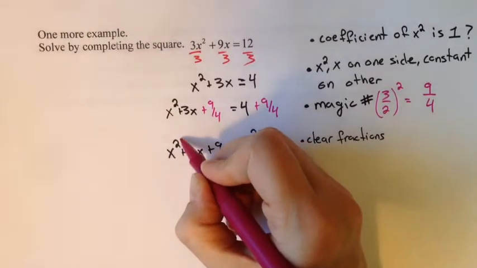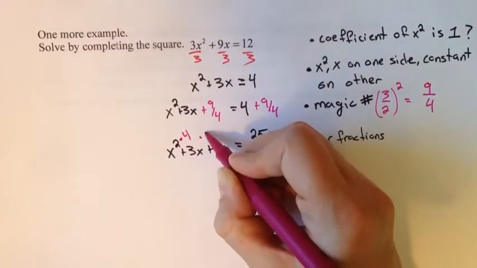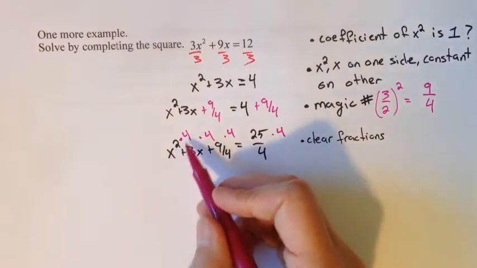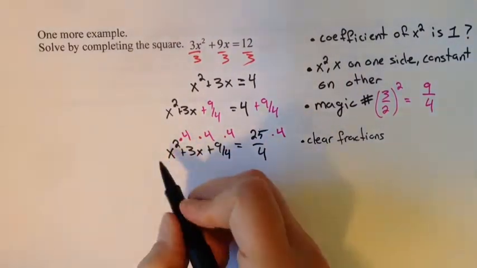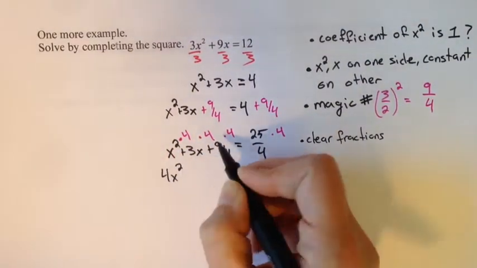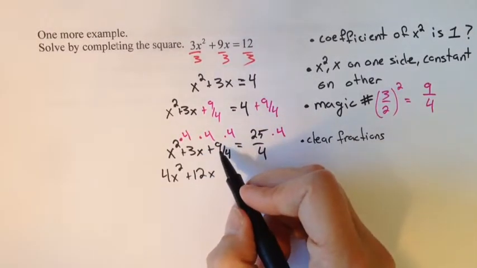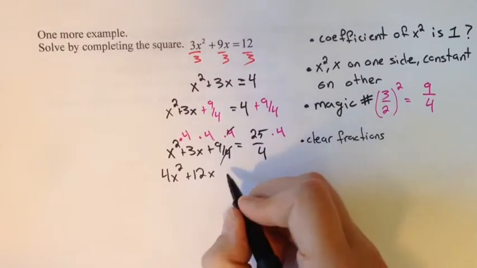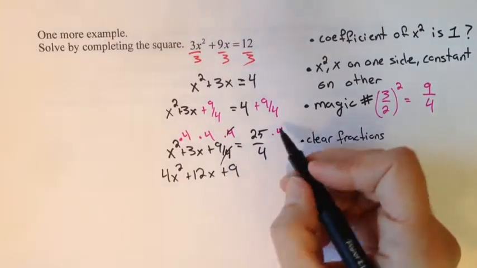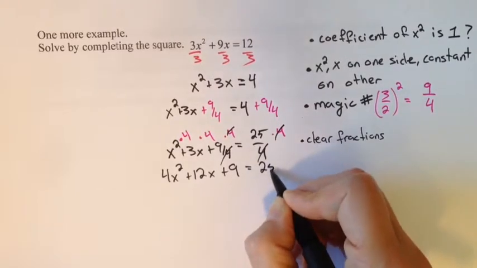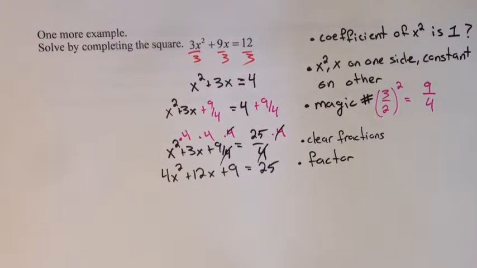I'm going to multiply each piece by 4, which will clear the fractions. Notice that 4 times x squared will become 4x squared. 4 times 3x will become 12x, but 9/4 times 4, the 4's cancel, and I'm left with a 9. Here, 25/4 times 4, the 4's cancel, and I'm left with a 25. Now we're ready to move on to our next step of factoring, now that all the fractions are gone.